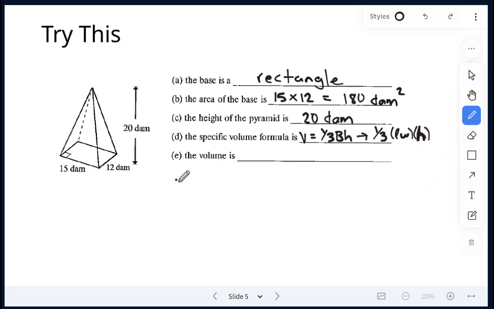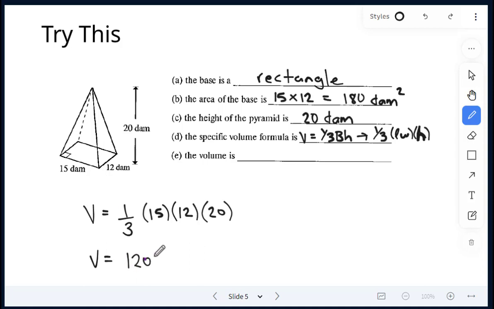All right, and then the volume, I'll just do the volume down here. So it's 1/3 the length times the width times the height. All right, and we just have to multiply that all together. Don't forget the 1/3, and we get the volume as 1200 picometers cubed.